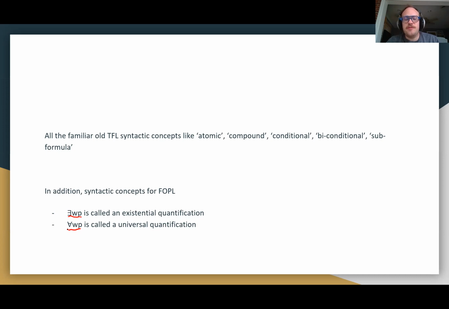So all the old familiar syntactic concepts like atomic, compound, conditional, biconditional, and subformula, all those still apply. We're just adding syntactic concepts. So we can still use these concepts from before to describe features in our language. All right, so the backwards E is the existential quantification. It more or less means some things. So it's specifying the meaning of variables which it quantifies over. And then the upside down A is universal quantification, and it specifies the meaning of variables as roughly all things in the domain.